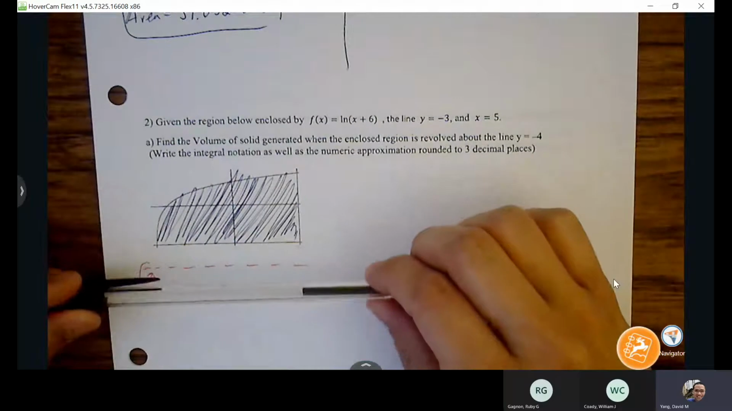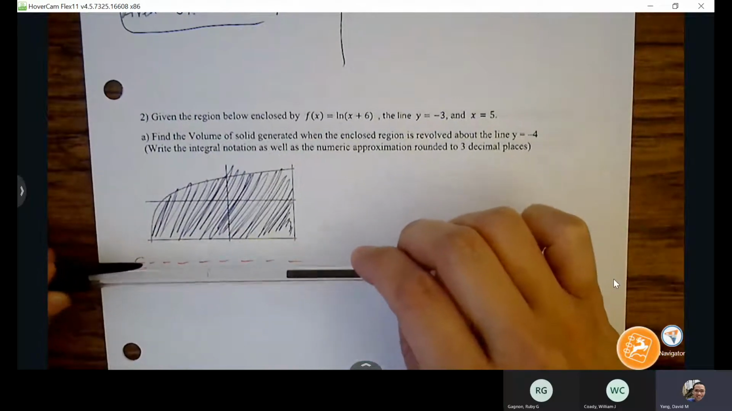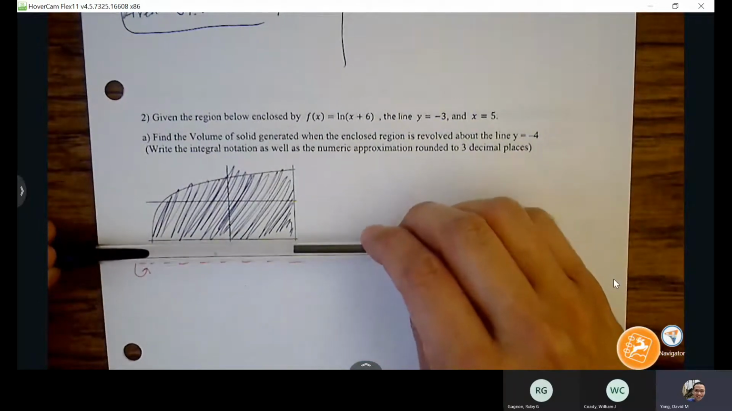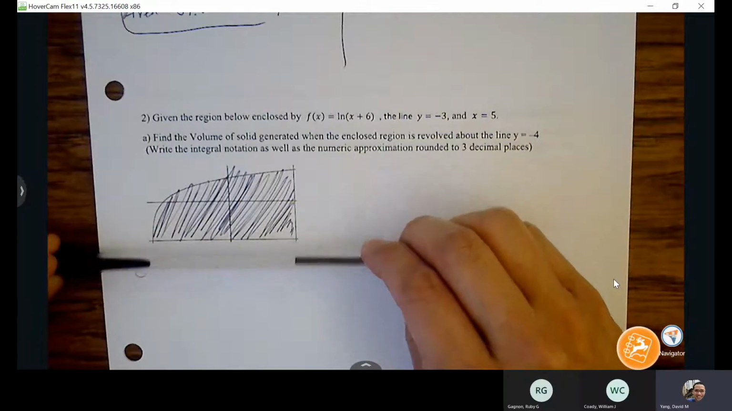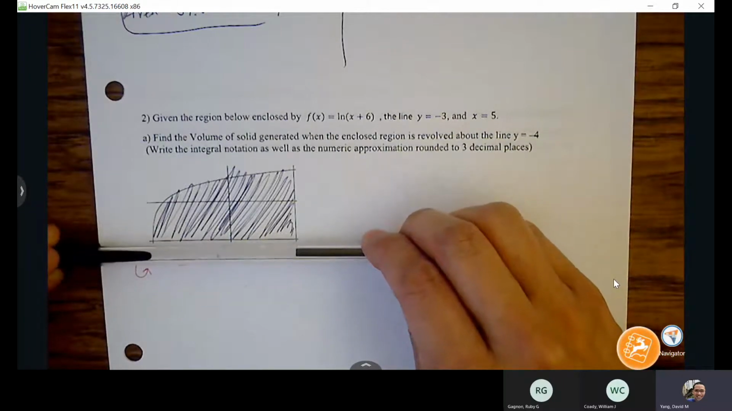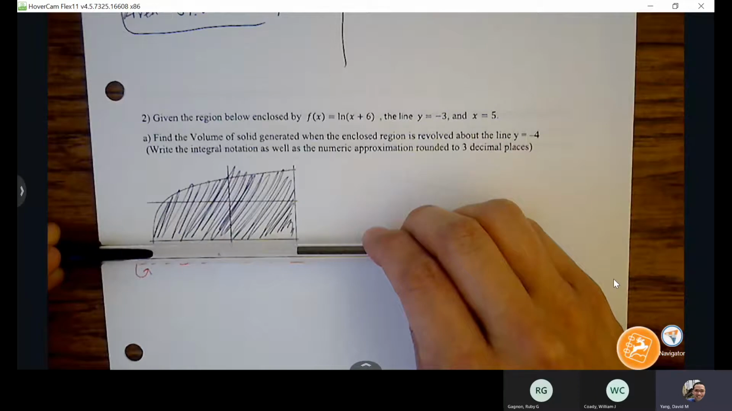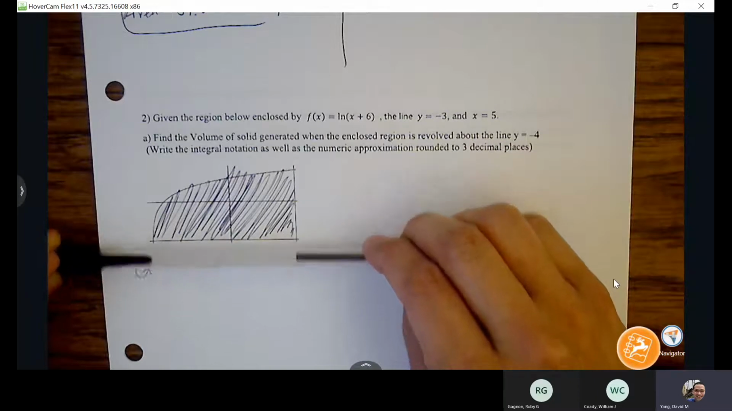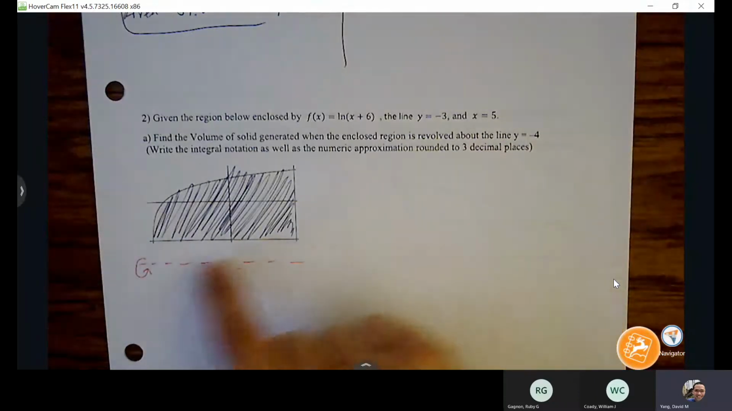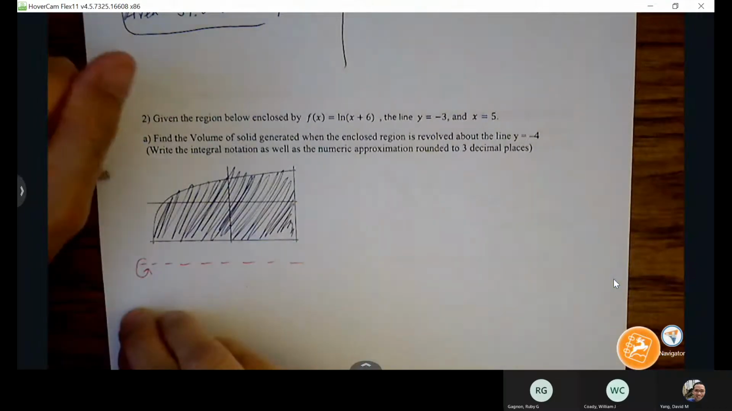We only do disk if the axis is what? Up against the flat surface of the region. It's got to be not only touching it, but it's got to touch every point of the shaded region for that side. We don't see that's the case, right? There's a gap, there's a hole. So this is going to be washer method.